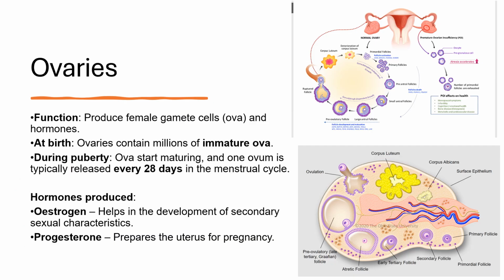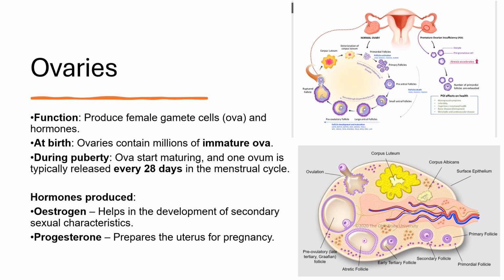Now let's look at each of these organs of the reproductive system. If we talk about ovaries, the main function of ovaries is to produce female gamete cells, or else ova, or else eggs, and also hormones. Not only gamete cells but also hormones are produced by the ovaries. And at birth, a female has ovaries containing millions of immature ova. They do have ova by birth itself, but they are immature.